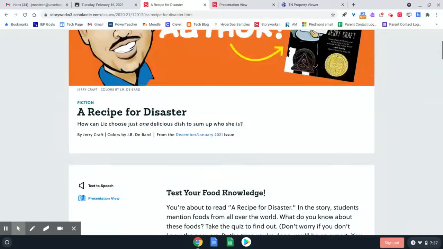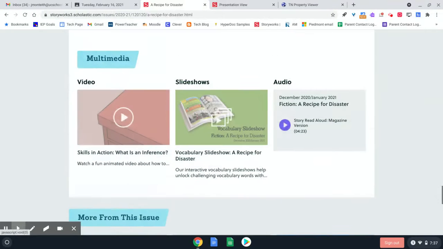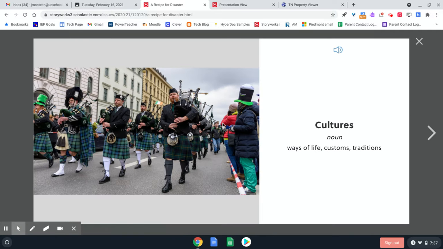We are going to go down here to the vocabulary slideshow. Okay, so some of the vocabulary words that we're going to see in this story are cultures. Cultures are ways of life, customs, and traditions. So we have an American culture here. We have certain holidays that we celebrate, like Easter and Christmas and Halloween and 4th of July. We're the only people who celebrate the 4th of July because that's America's Independence Day. So no other country is going to celebrate that except us.